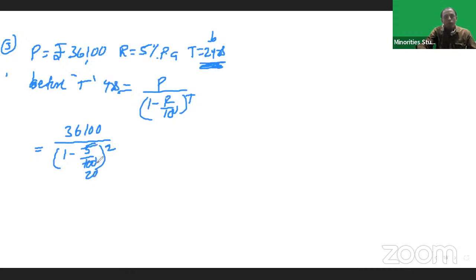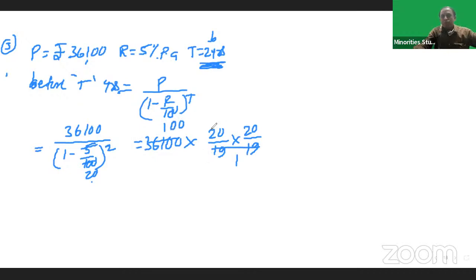5 ones are 5, 5 twentys are 100. It is equal to 36,100 divided by (1 minus 1 by 20). 20 minus 1 is 19, so 19 by 20 whole square. Writing in the numerator, 19 by 20 will become 20 by 19. Whole square means write 2 times, 20 by 19 into 20 by 19, because time is 2 years. 19 into 19 is 361, 361 ones, 361 hundreds. Now 100 into 20 into 20: 20 into 20 is 400, 400 into 100 is 40,000.